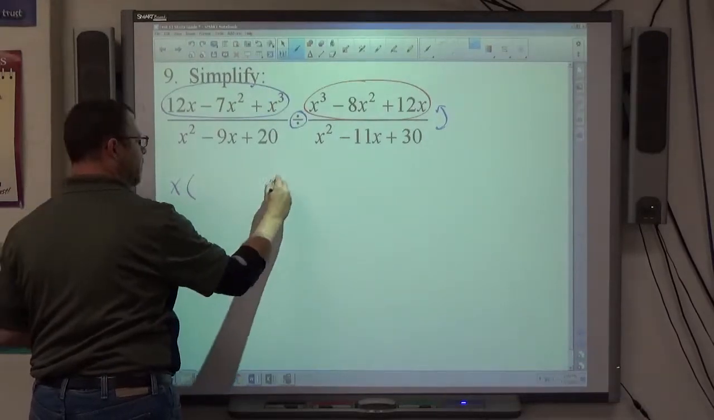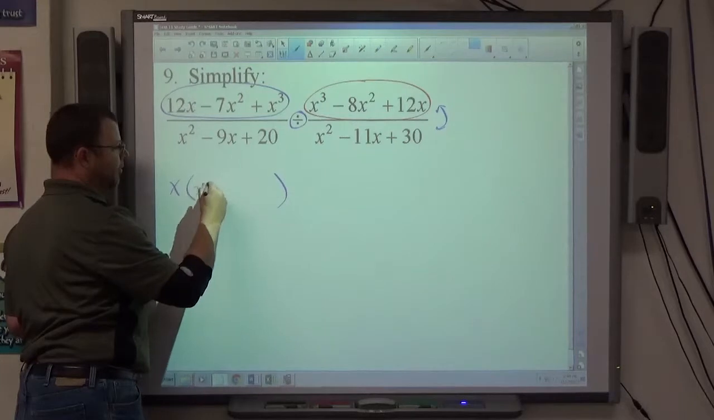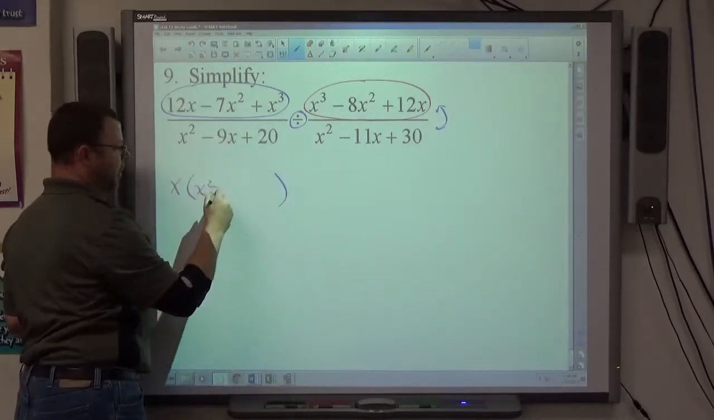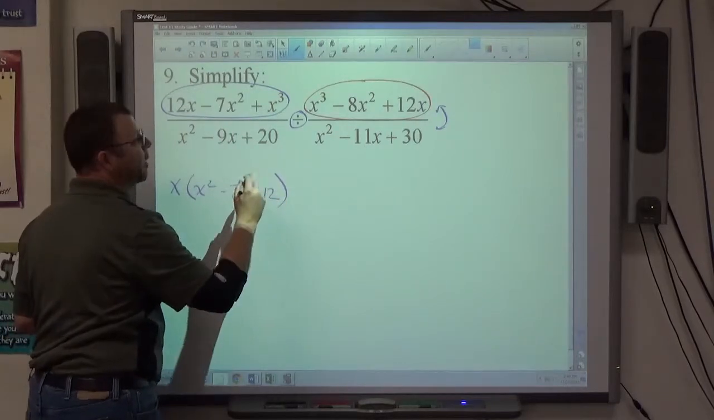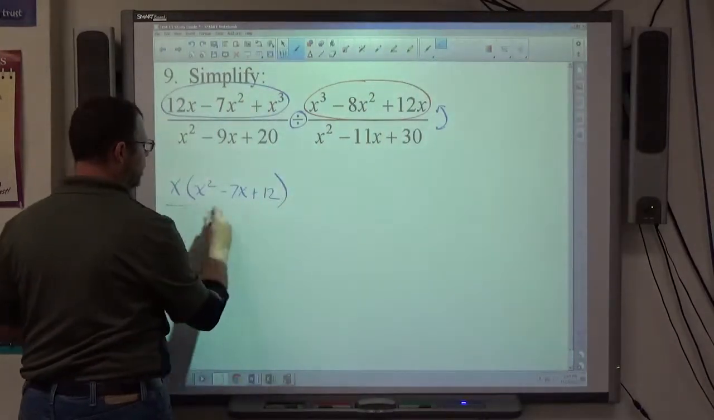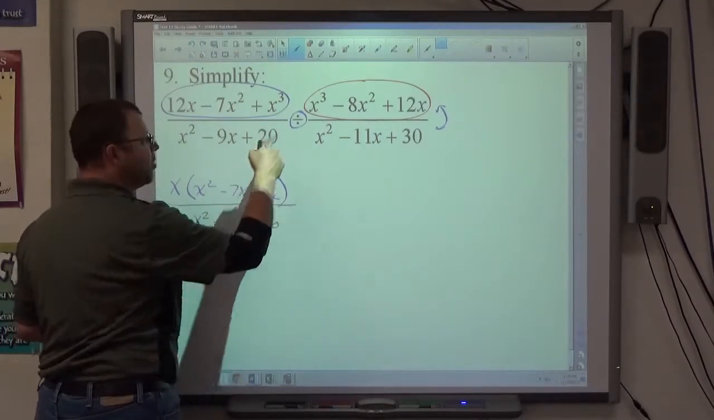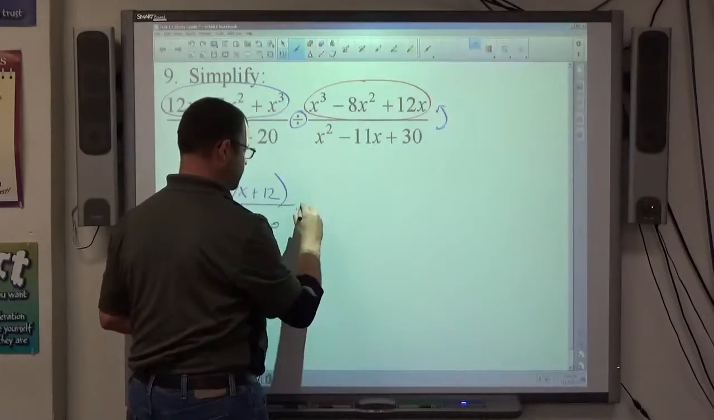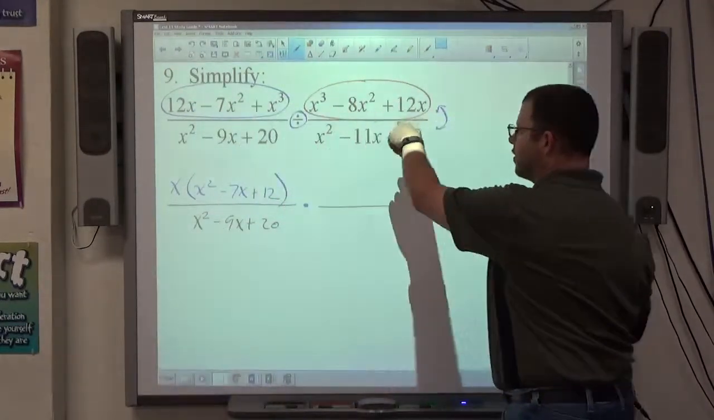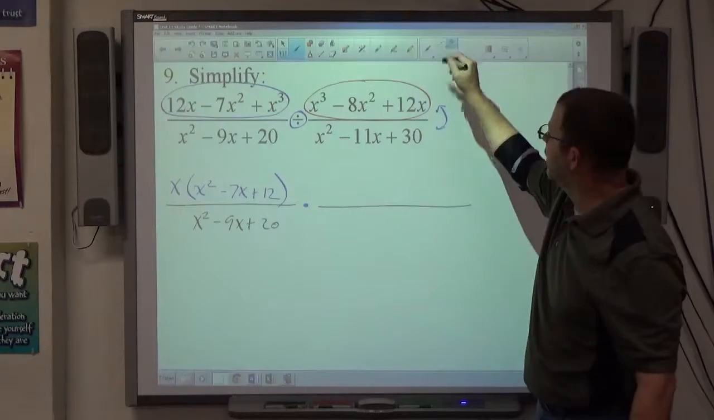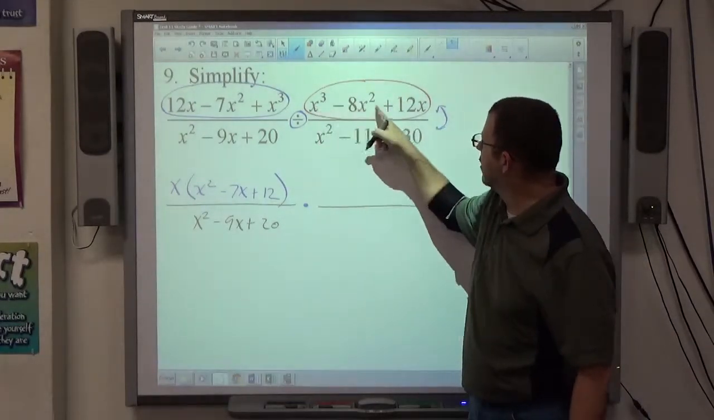X parentheses, and I'm going to rearrange the order as I do it. X cubed divided by x makes x squared in front. Negative 7x squared divided by x is negative 7x in the middle. 12x divided by x is plus 12 on the end. That's still over x squared minus 9x plus 20. I'm going to change the division to a multiplication. Then my second fraction, I'm going to put this red stuff on the bottom because I'm dividing this. I need to change the multiplication. This fraction reciprocates.